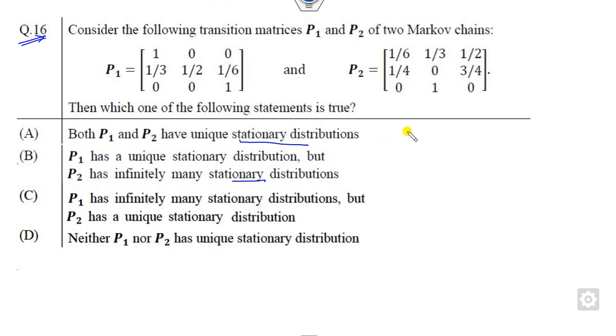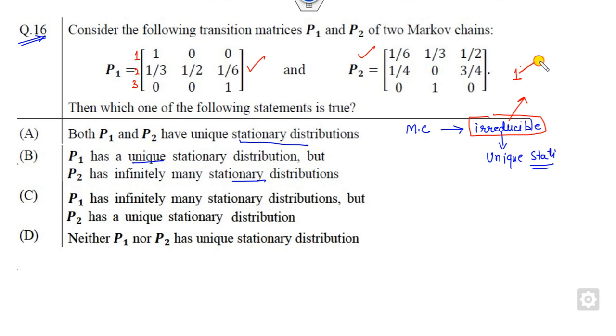First of all, whenever there is a concept of a unique or infinite stationary probability, for any Markov chain, if you prove that it is irreducible, then it means it has a unique stationary distribution. That's the simple concept behind it. So now your target is only to prove that this Markov chain is irreducible. What is the meaning of irreducible? There are three states, 1, 2 and 3.